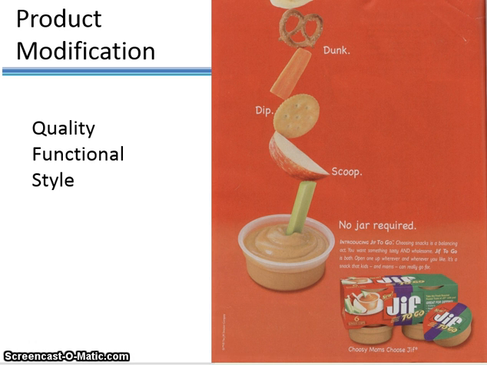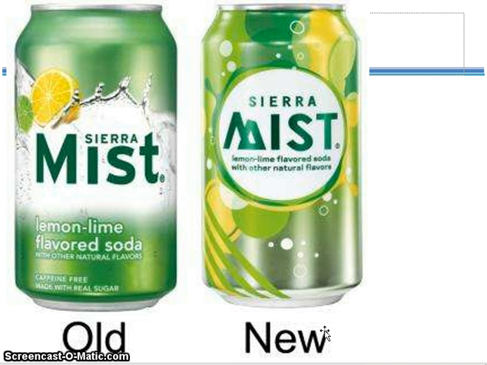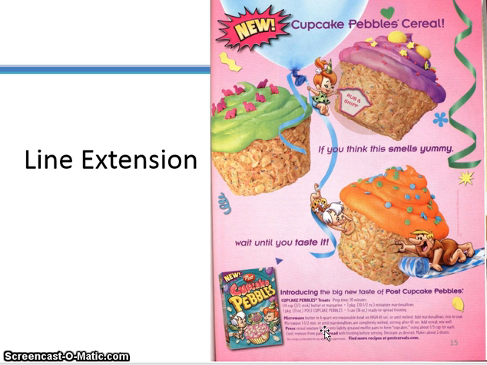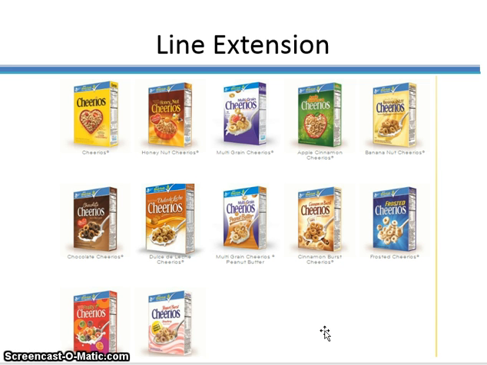So look again at this example of Jif and how they have used the product modification strategy to make adjustments. In this example, as you can see, instead of offering peanut butter in a big jar, it is offered in small tubs for convenience. Another example of product modification with the change in packaging from the old to the new. Line extension. Please tell me how this is an example of product line extension. Another great example here with Cheerios, adding different flavors of product items to an existing product line.